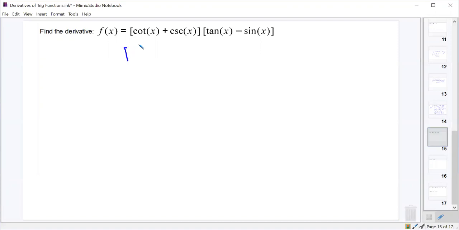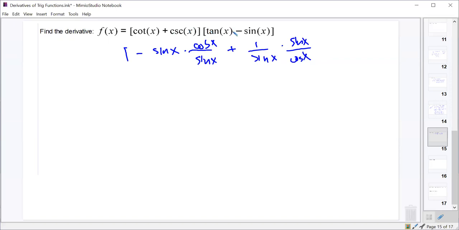Okay. And what's cotangent times negative sine? Well, that's negative sine x times cotangent x, which is cosine x over sine x. And then what about cosecant times tangent? That'd be plus 1 over sine times sine over cosine. Everybody agree with that?